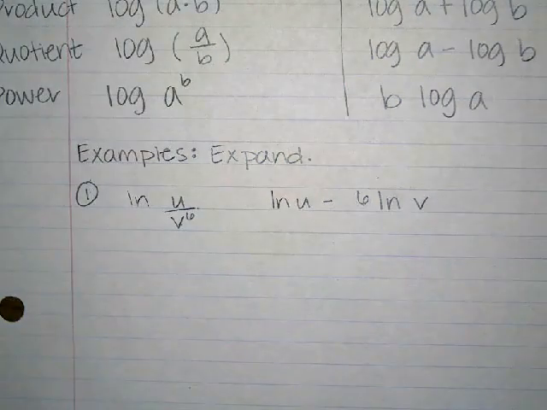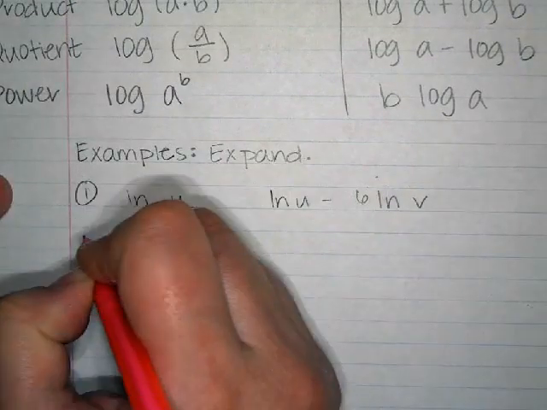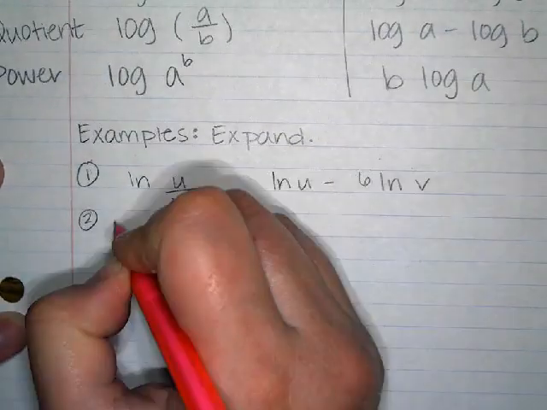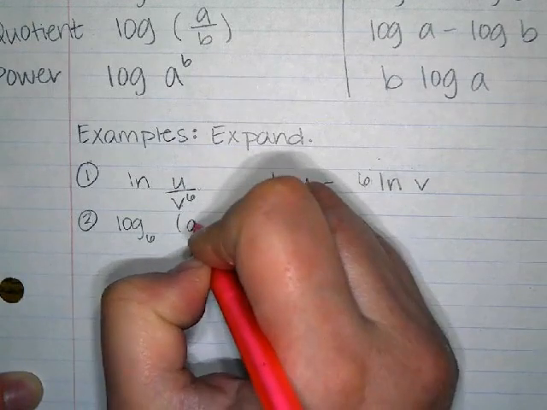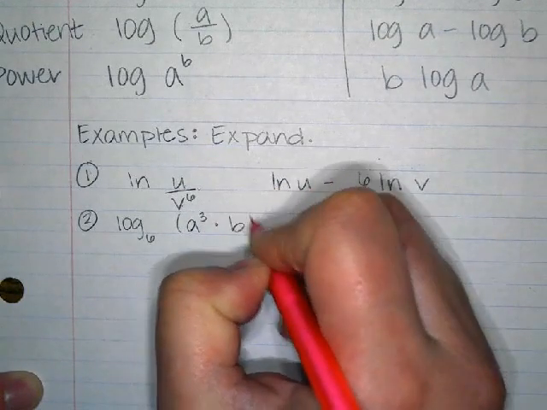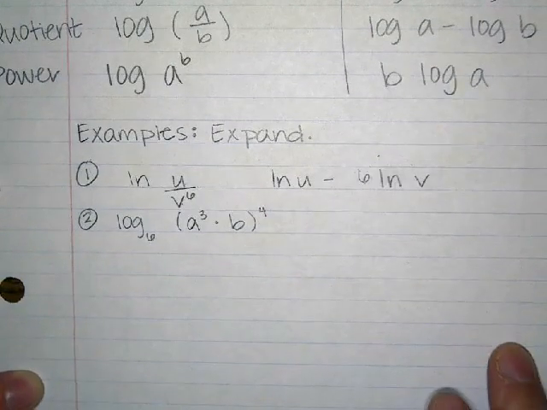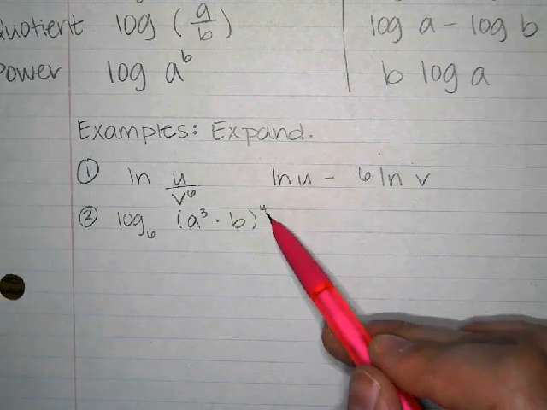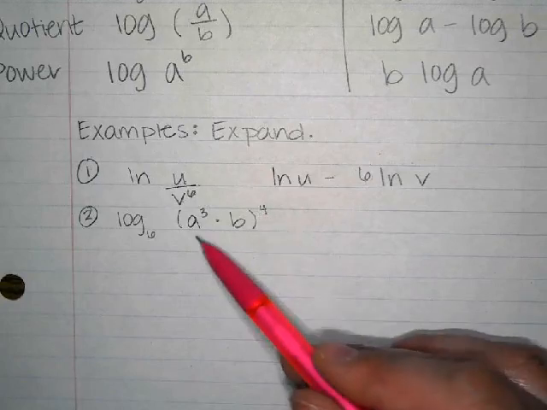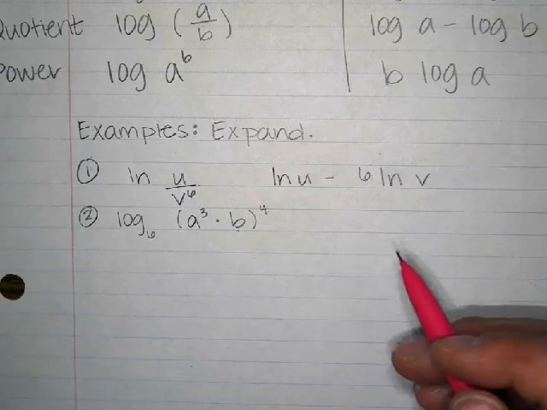Okay, this one we're going to try log base 6 of a to the 3rd times b, and the whole thing is being raised to the 4th. How many times are we going to write the word log base 6? Twice. There's 2 variables, okay? Now, this exponent of 4, does it just go to the a, just to the b, or does it go to the whole thing? It goes to the whole thing, which means that the 4 is going to go in front of the whole thing. Does that make sense?